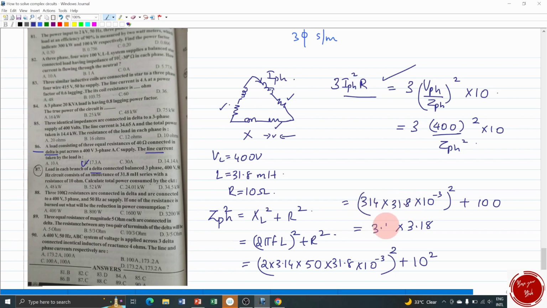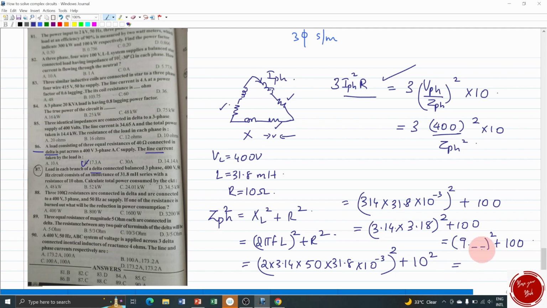And the remaining 2 shifts are done in this number. So it is 3.14 whole square plus 100. So it is around 3. It is just like 3.1 into 3.1. It is around 9. So it is coming about 9 point something.